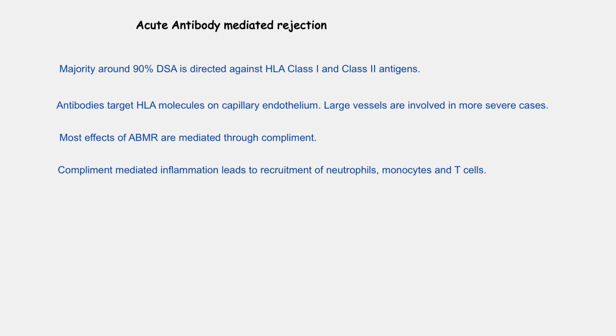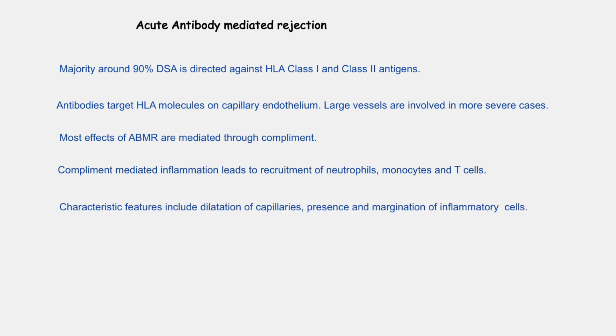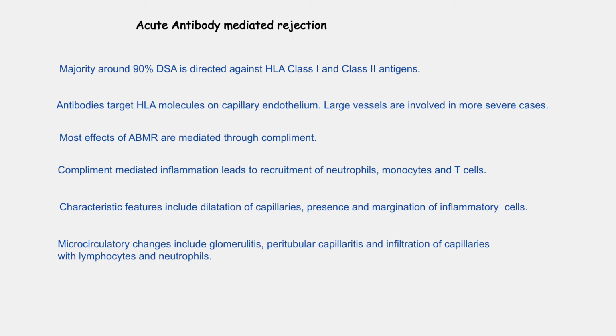This binding of antibodies result in activation of complement and complement mediated damage to vascular endothelial cells. Complement mediated inflammation also leads to recruitment of inflammatory cells including neutrophils. So acute antibody mediated rejection typically results in microvascular inflammation. Characteristic histological features include dilatation of capillaries, swelling of endothelial cells, and margination of inflammatory cells including neutrophils.